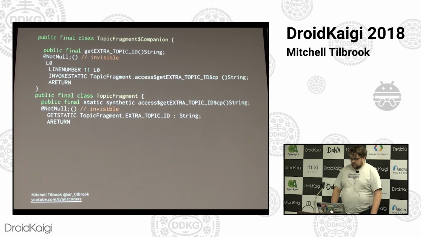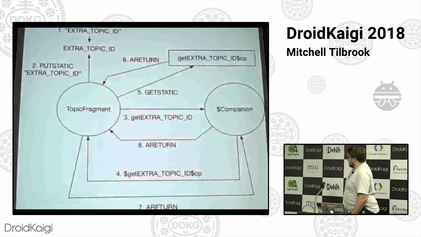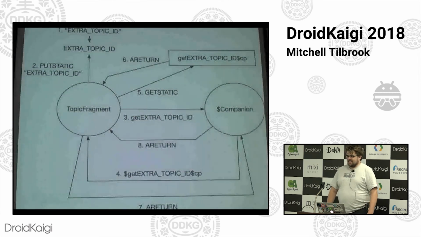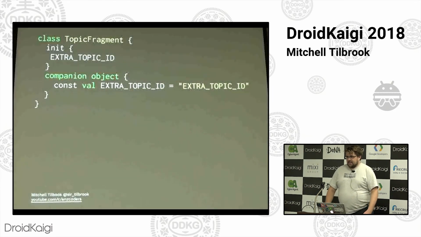And so the topic fragment is just going to return the companion object. Now I tried to graph this out, and this is what I came up with. It's utterly bizarre, and a lot of the time you don't expect this to happen. It's generating a bunch of methods that you just wouldn't expect to be there. And again, the way to get rid of this is to make it a const.